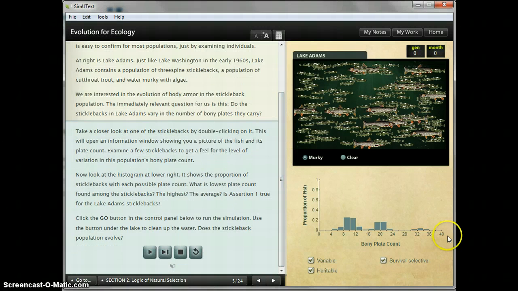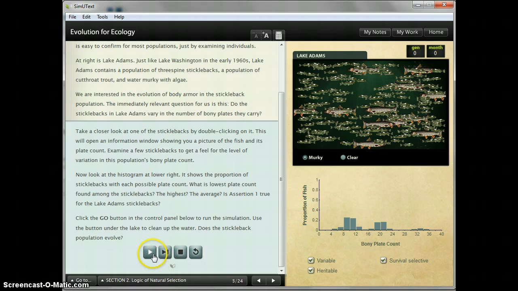When we look at our sticklebacks, we have this as the distribution of the number of bony plates. So the more bony plates, the more heavily armored they are. And this is the way that it will work when we look at all of our simulations. The proportion of fish here represents the amount of the sticklebacks that have a certain number of bony plates. When we start, we can see that the majority of them have a small number of bony plates, versus a very small percentage that have the large bony plates.